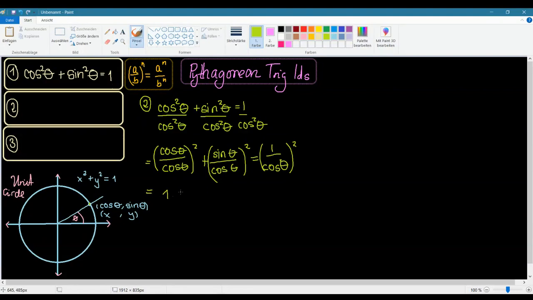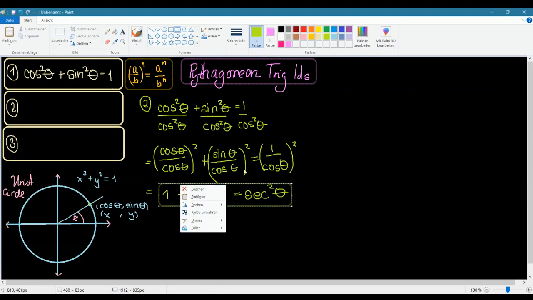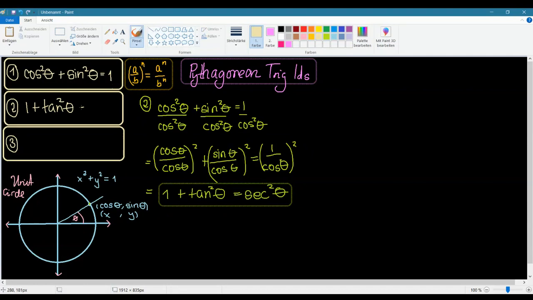Okay, so what this is going to simplify to is 1 squared, which is just 1, plus tan squared theta, because sine over cosine is tan, equals secant squared theta, because 1 over cosine is secant, because they're reciprocals of each other. Okay, so that's our second Pythagorean trig identity right there. That was not so hard, was it? Let me just write it down in our box up here. 1 plus tan theta squared equals secant theta squared.